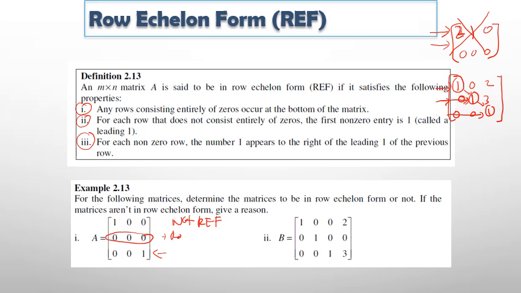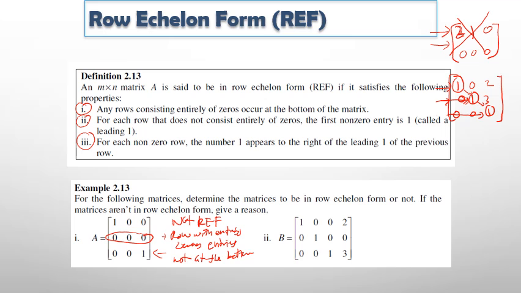a row with entirely zeros occurs not at the bottom. Okay, so because of that, REF is not satisfied, so we just make the conclusion.